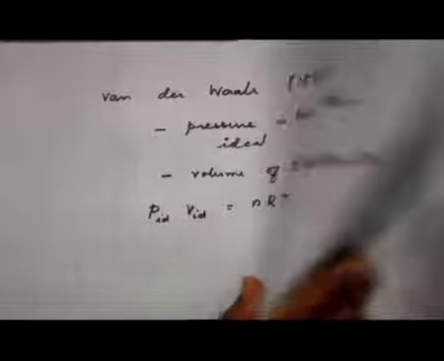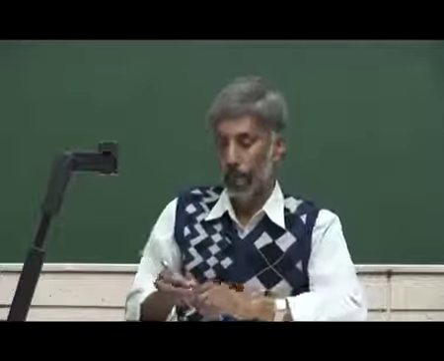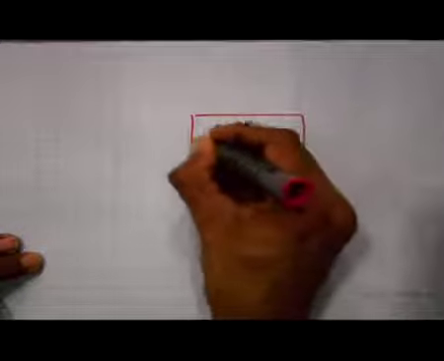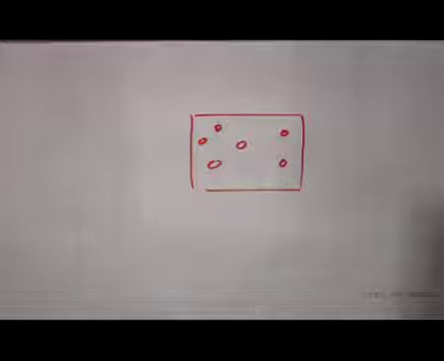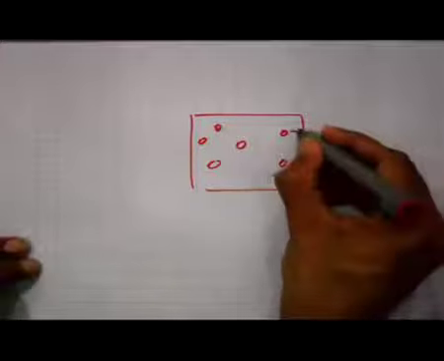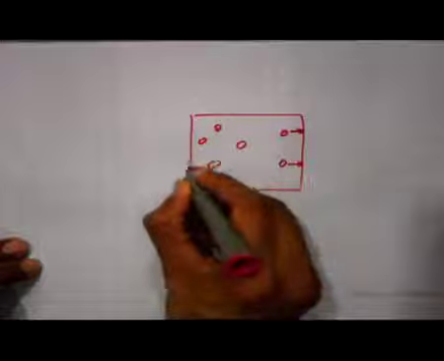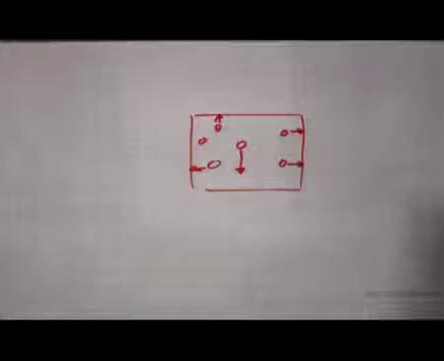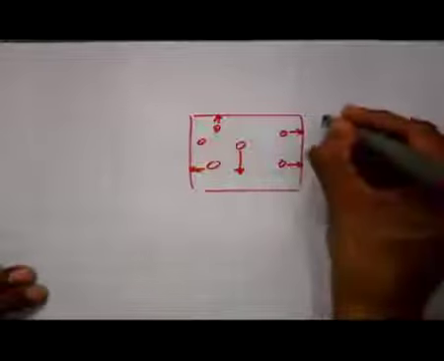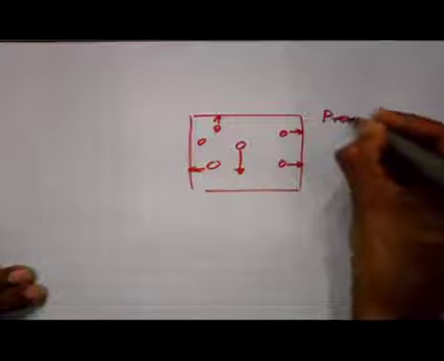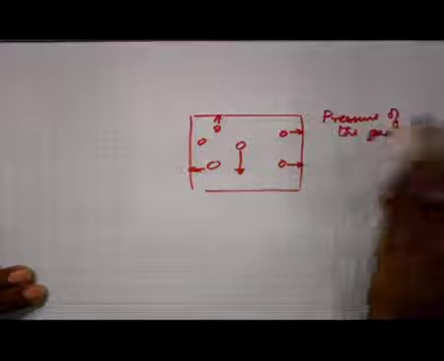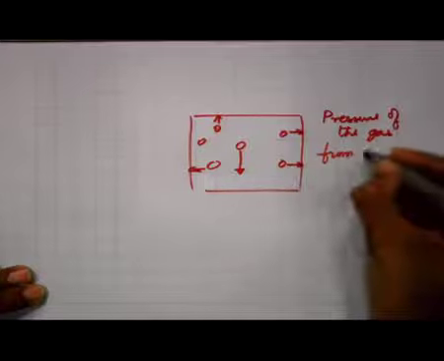Now, what van der Waals did was to look at this very simply. So, if I have a gas in which I have molecules, the pressure arises as a result of the collision of the molecules with the walls of the container, right. So, the pressure of the gas arises from collision with the walls.